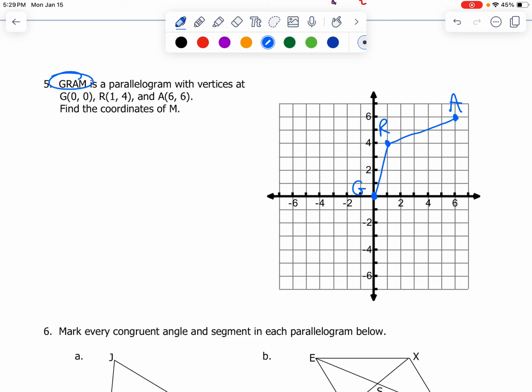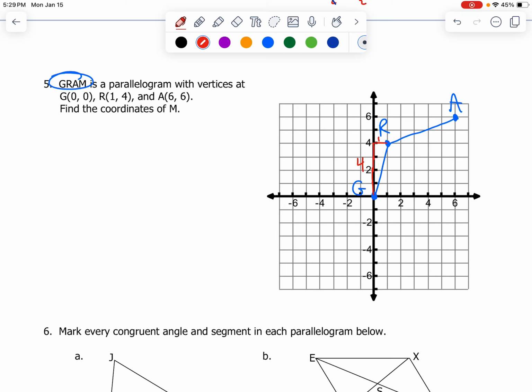So we do know from a parallelogram that both pairs of opposite sides are parallel. And so here's 2 ways that you can solve this problem. Remember that parallel lines have the same slope. So I'm going to take point G, 1, 2, 3, 4. So up 4, right 1. And so that means that segment AM has to have that same slope.